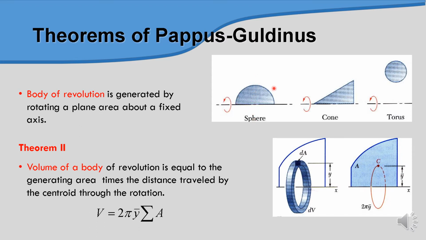If this shape is located in a coordinate system, we will need to take into account the x bar here. So in this case, we have V equal to 2 pi y bar times the summation of A. The equation is a little bit the same, but V is substituted for A, and A is substituted for L.